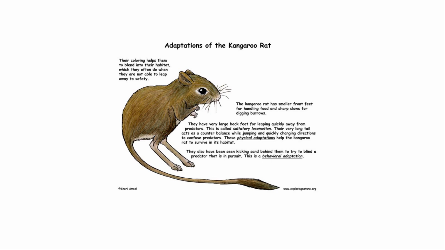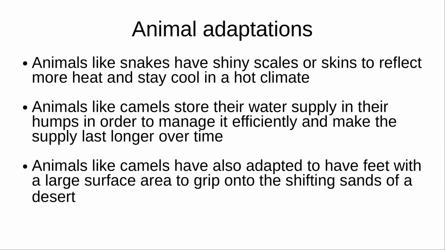Examples of animal adaptations include animals like snakes, which have shiny scales or skins to reflect more heat and stay cool in a hot climate. Animals like camels store their water supply in their humps in order to manage it efficiently and make the supply last longer over time. Animals like camels have also adapted to have feet with a large surface area to grip onto the shifting sands.